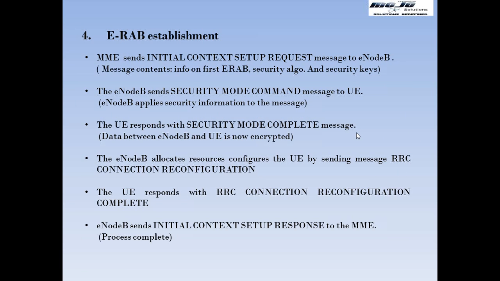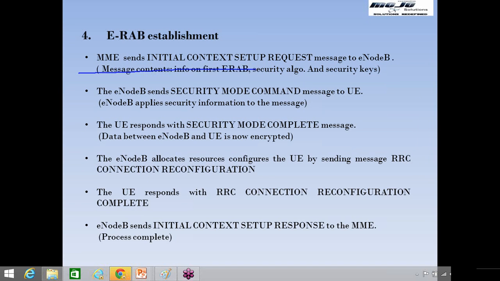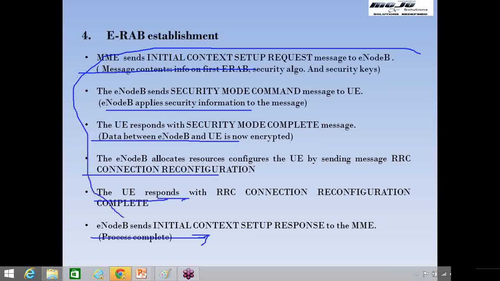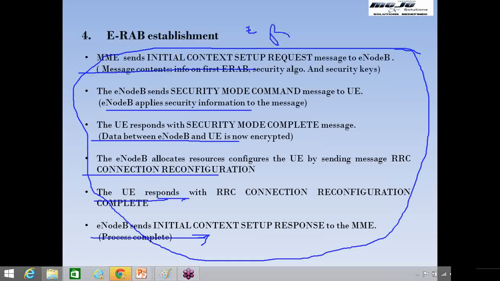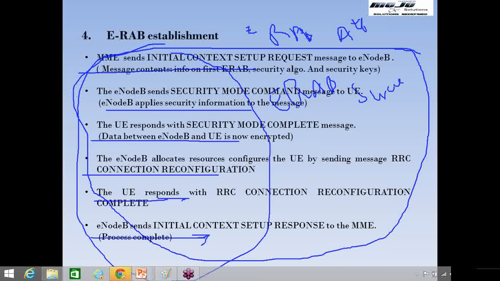So ERAB has these signals. MME sends the initial request, eNodeB sends the security mode to the UE. As RF engineers, you have one performance counter establishing all things. What is that counter? ERAB attempts and ERAB success. So the procedure is so long, it has so many steps, but what is the input? Attempt.